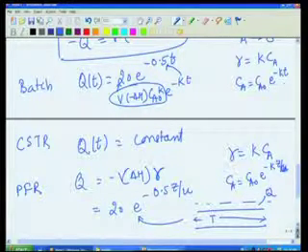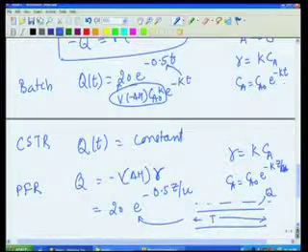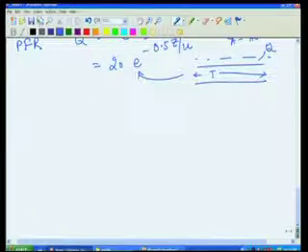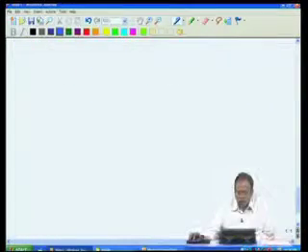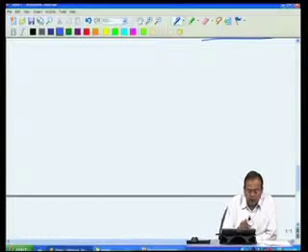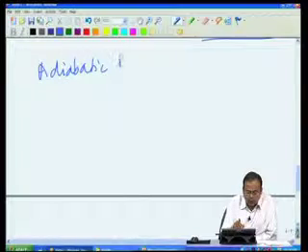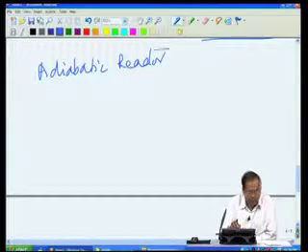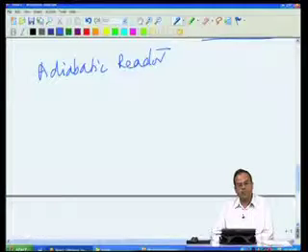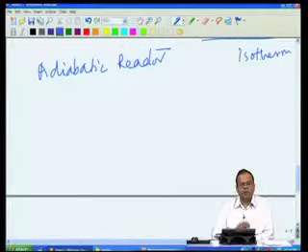Okay. Now, isothermal is one end of the spectrum. What if I want to do this reaction in an adiabatic manner? So, what is an adiabatic reactor? Adiabatic reactor is one in which there is no heat added or removed from the system. So, isothermal operation and the other extreme is adiabatic reactor.